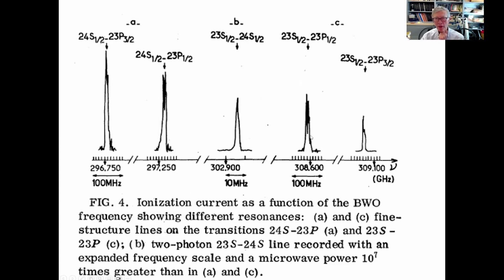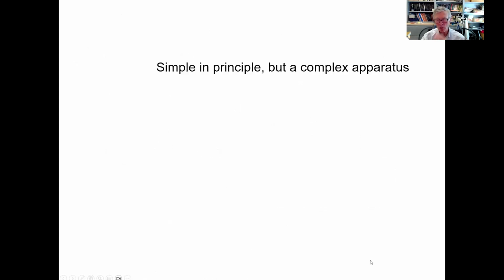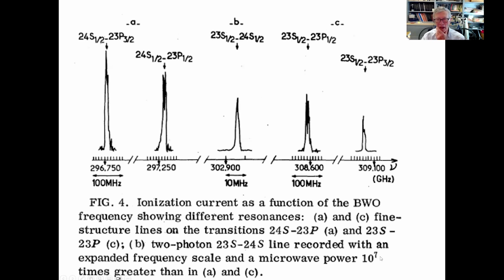The two on the far right here are the transitions from 23S to 23P. And this one is a two-photon transition, and the interesting thing is, if you read the caption here, they point out that the power here is 10 to the 7th higher than it is here. I mean, it takes absolutely no power whatsoever to drive these transitions. So in principle, detecting microwaves this way is simple, but it's a fairly complicated apparatus.